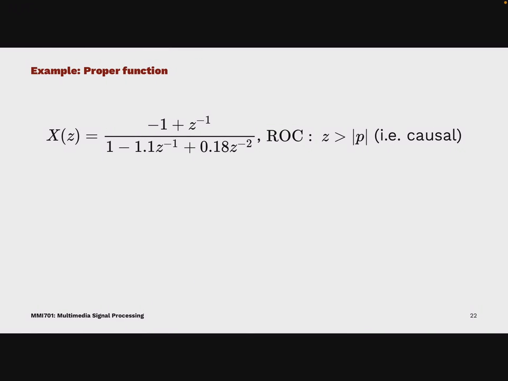Let's give an example for a proper function. In the numerator we have -1 plus z to the power -1, and in the denominator we have 1 minus 1.1 z to the power -1 plus 0.18 z to the power -2, and we have a causal signal. Okay, so this is the Z transform, and just by looking at the region of convergence being greater than some p, so outside the circle, which means we have a causal signal, which is good to know because we will use it.